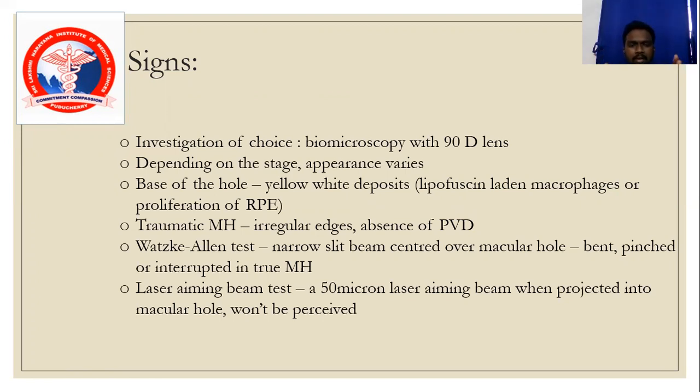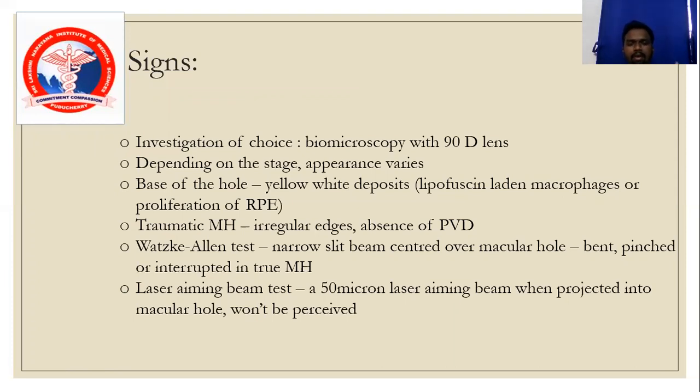Usually, a macular hole has got sides as well as a base. Along the base of the hole, we usually see a yellowish white deposit, which is nothing but lipofuscin laden macrophages or a proliferation of retinal pigment epithelium. Whereas in case of a traumatic macular hole, we just see that the edges of the macular hole are going to be irregular and there is going to be an absence of a posterior vitreous detachment.